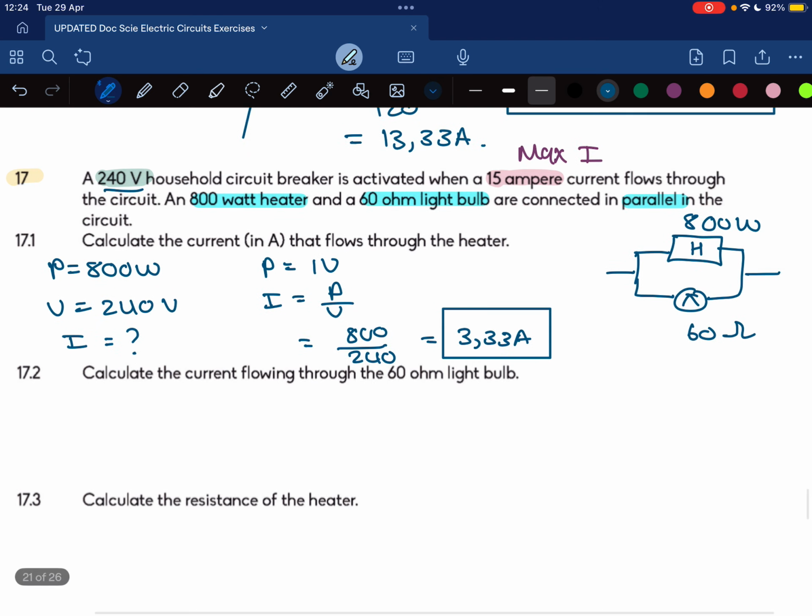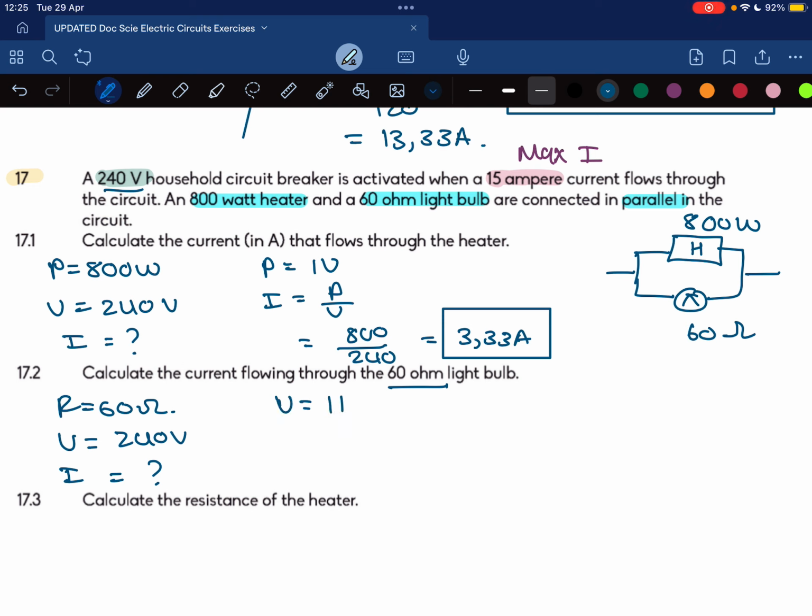Then it says calculate the current that flows through the 60 ohm resistor. So I have resistance, which is 60 ohms, and you know that the voltage is the same, 240 volts. So I can calculate current by using Ohm's law. If V is equal to IR, then I is equal to V over R, which is going to be 240 divided by 60, which is just 4 amps.